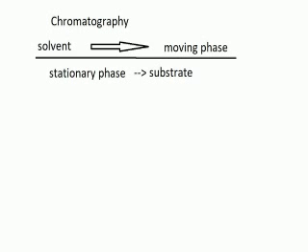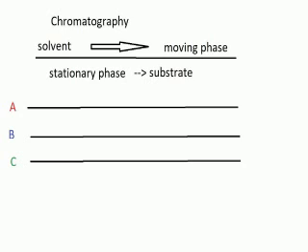Chromatography basically involves two components. A solvent that you are dissolving the material you're trying to unmix in, and some kind of substrate, some material that the solvent is moving past that interacts with the mixture of materials in the solvent. In this case, the solvent is referred to as the moving phase because the solvent is in fact in motion. The substrate is usually referred to as the stationary phase because the substrate is not moving. It is the solvent moving by the substrate that produces the separation technique.